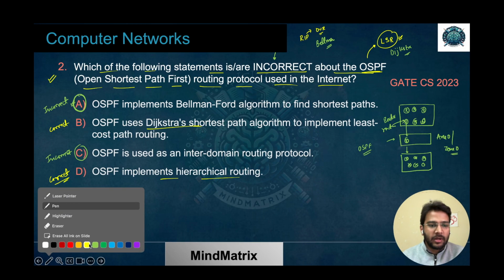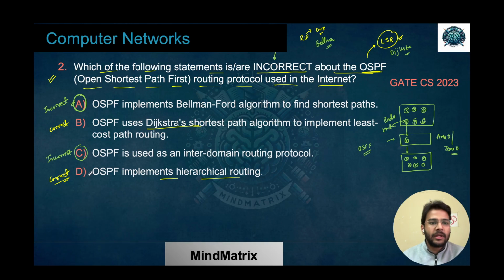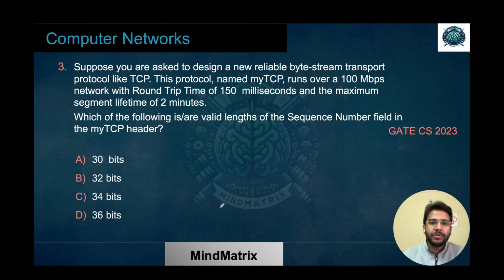So if we have to find the answer, the correct answer would be option A and option C. So it is an MSQ, multi-select question. Correct answers are option A and C. Clear? I hope it is clear to all of you. Let's proceed to the next question now.